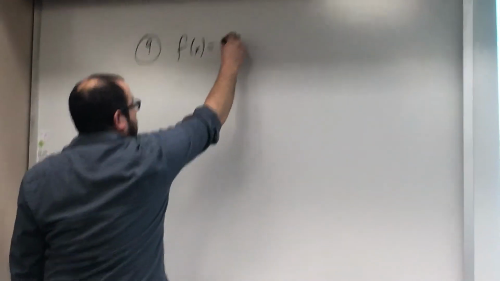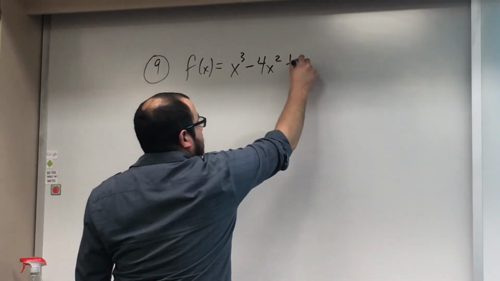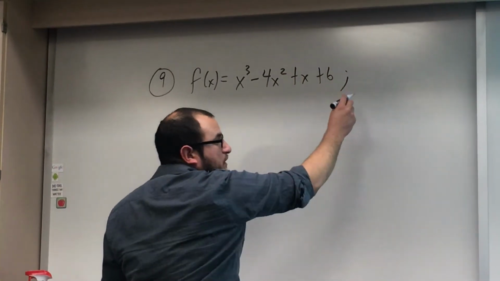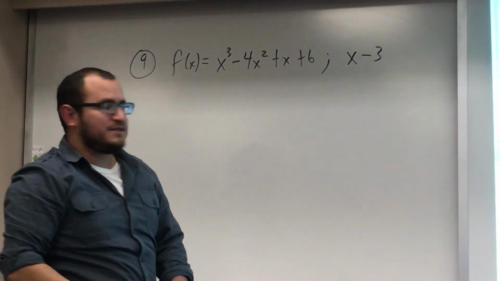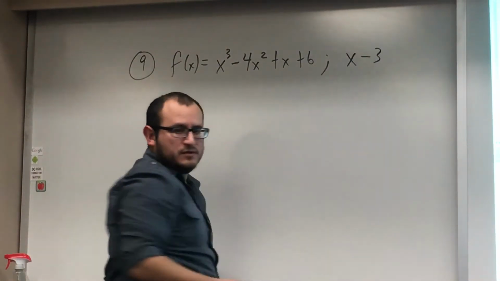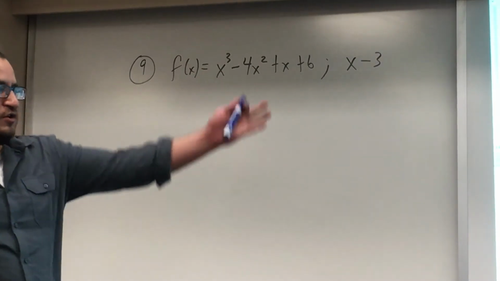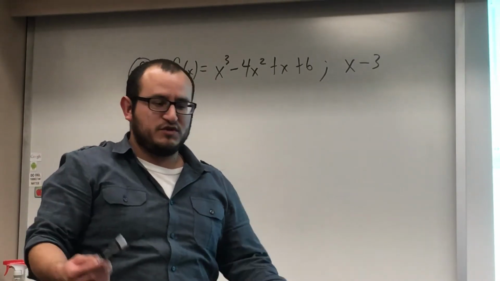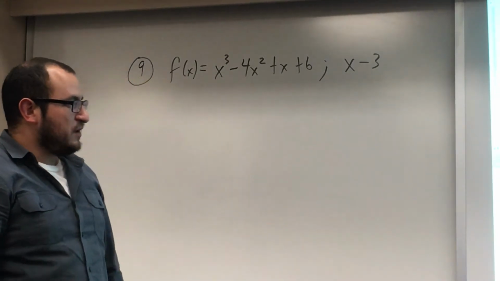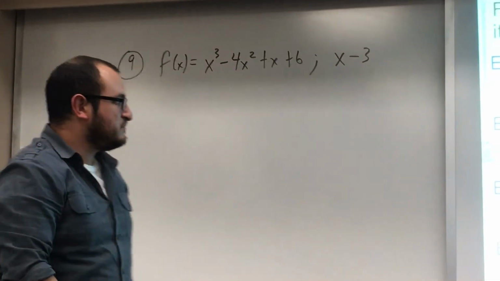We have f of x is equal to x cubed minus 4x squared plus x plus 6, and I'm given x minus 3. If you notice, I have a degree of 1. So bells should be going off in your head that you could use synthetic division, or you could also do long division, whichever one you prefer. I prefer synthetic division, so I'm going to go ahead and do synthetic division for you.